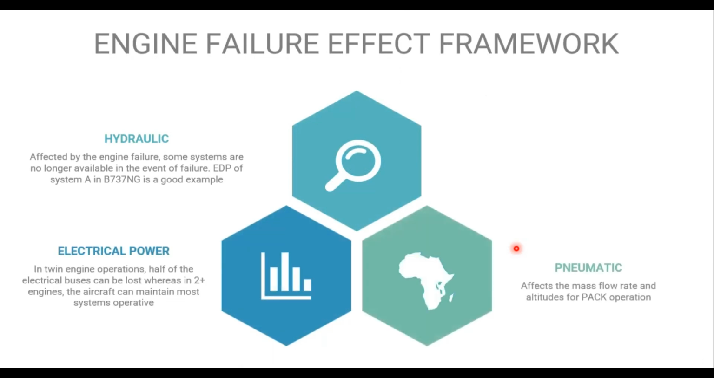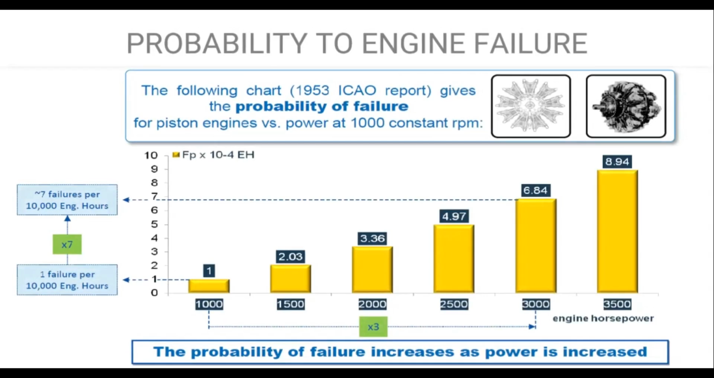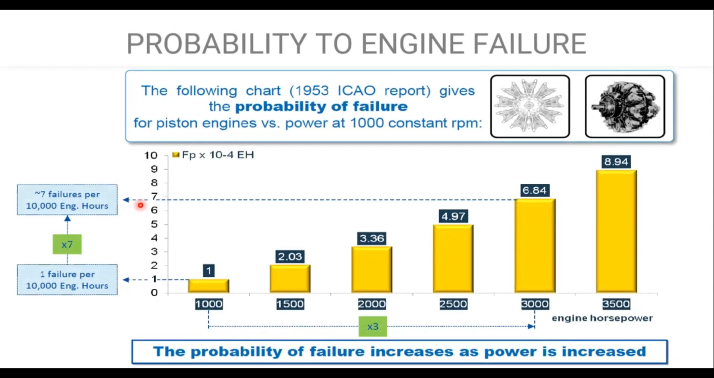The failure framework for the engine. Whenever you start to lose an engine, we have a hydraulic failure. This is affected by the engine failure. We have electrical failure. We have pneumatic failure, and so many other systems get affected. Even the aircraft performance gets affected by the engine failure. Okay, so this is very interesting statistics.